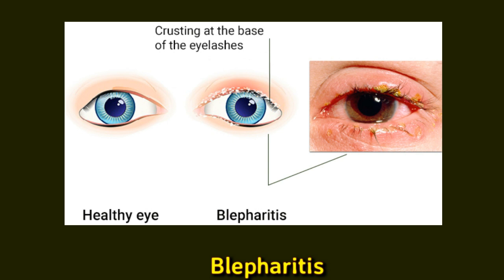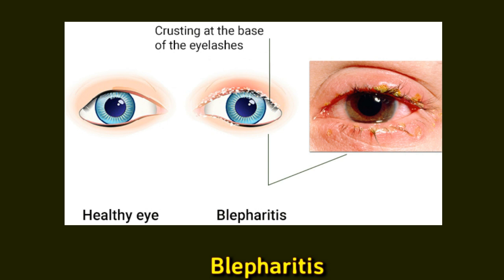Symptoms of blepharitis are redness and swelling of the eyelids, itchiness in the eyelid, watery eyes, burning or stinging in the eyes, feeling of an object or grit in the eye, eyelids that appear greasy, flaky skin around the eyes, crusty eyelashes or lashes sticking together, sensitivity to light.